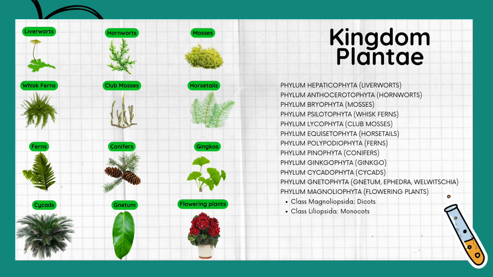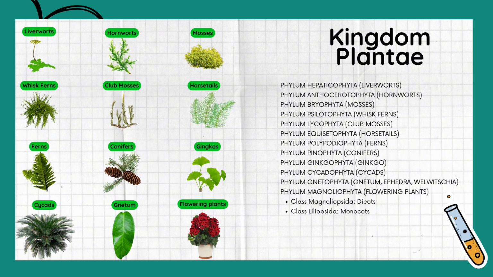Cycads are cylindrical and unbranched with spongy wood and evergreen leaves that form a crown-like appearance. Next are plants from phylum Gnetophyta. They take the form of small trees and scrambling vines. They can be found in South America, South Africa, and Southeast Asia.